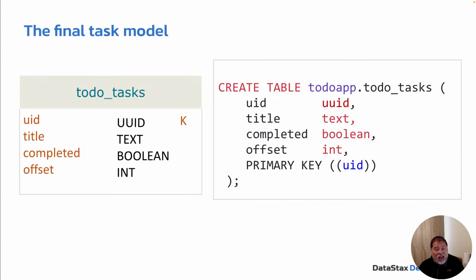Now, the task database is super simple. It's got 4 fields. The primary key is the UID. It's got a text field for the name of the task, a completed field, which is a Boolean, and an offset or order field in case your tasks are ordered. And that's it. Just a side note, this particular table is not an ideal use case for Cassandra.